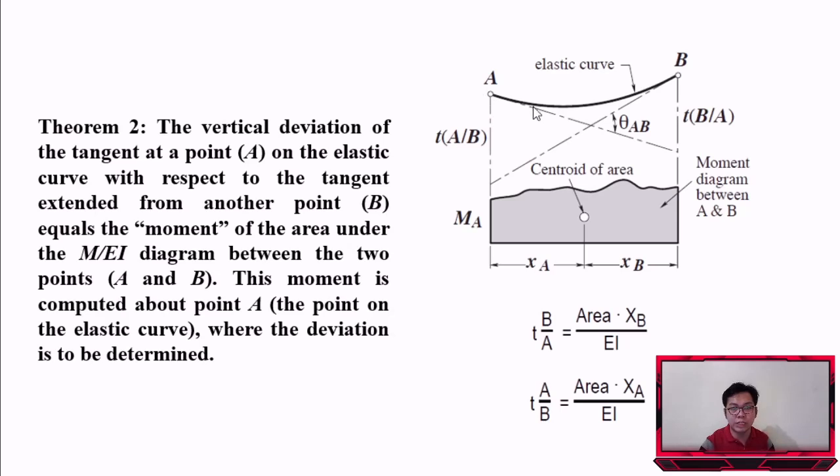Okay, tapos ito yung tangent at point A. The vertical deviation of the tangent at point A on the elastic curve with respect to the tangent extended from another point. Okay, ito yung point, di ba? Okay, another point. This is actually point B. With respect to the tangent extended from another point B is equal daw to the moment of the area under the M over EI diagram.